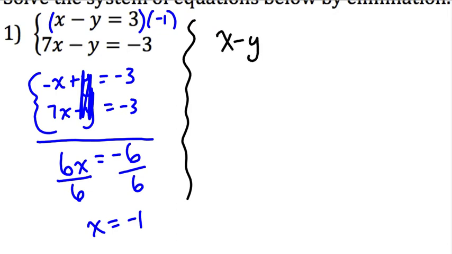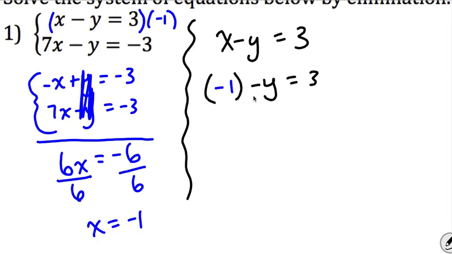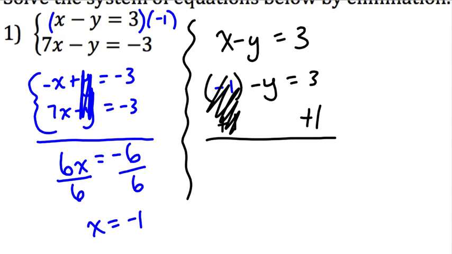So I am going back to the original. I'm going to use the top equation. I'm going to plug in my -1 for x and solve this problem. So I know x is -1. I just solved it right here. Now we need to solve for y. So move the 1 over, so add 1. -1 plus 1 is 0, so they're gone.